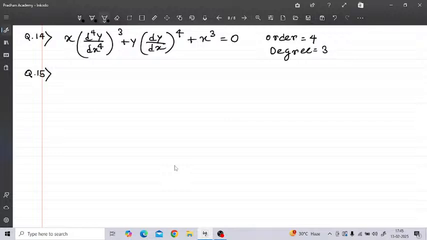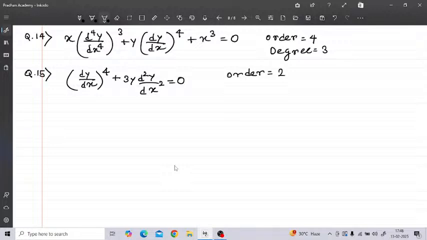Question number 15. Three y equals 0. Here what is the order? Here order is 2 as the highest order derivative. And what is degree? Degree is 1.